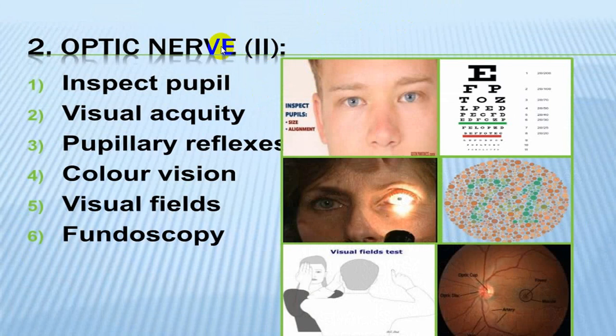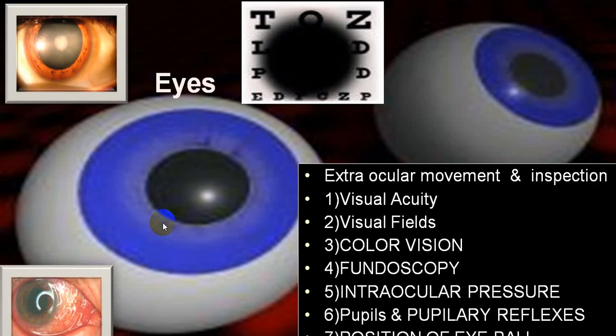So while examining the optic nerve: pupillary examination, visual acuity, pupillary reflex, color vision, visual field, fundoscopy. It includes all this we have already mentioned before. So all this is a part of examination of the second cranial nerve. The field of vision will be dealt with in the second part, and pupillary reflex will be dealt with in the third part.